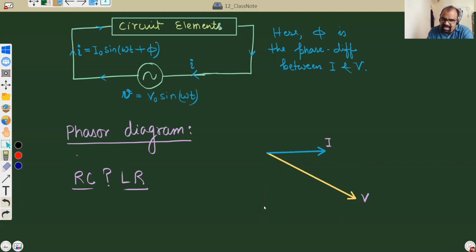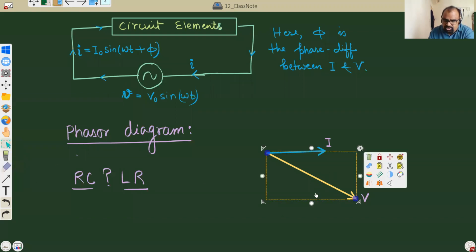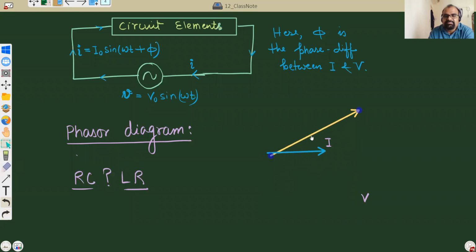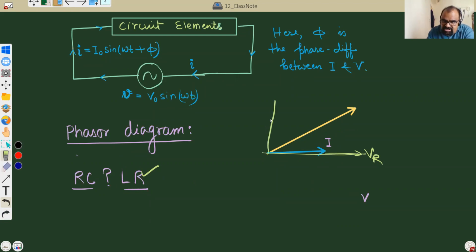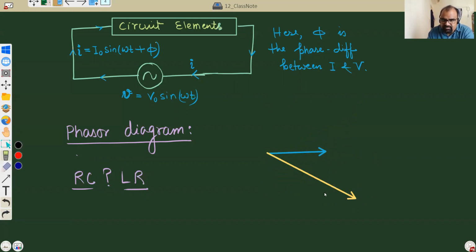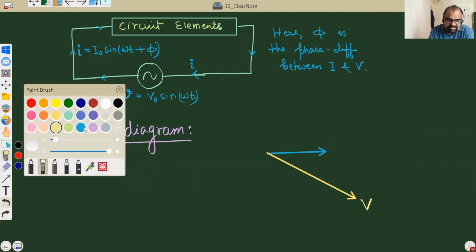However, if I show this voltage like this, now which type of circuit is this, out of these two? Now it is LR, because VR used to be like this. VR is always in the same direction as current, and VL was upward. When you add VL and VR, we used to get this voltage. So this is the voltage phasor and this is the current phasor.